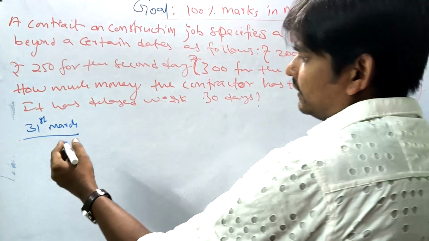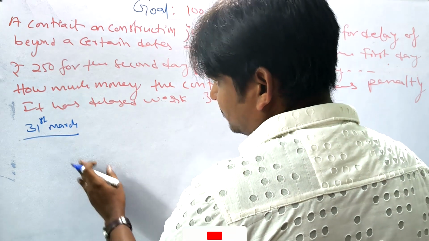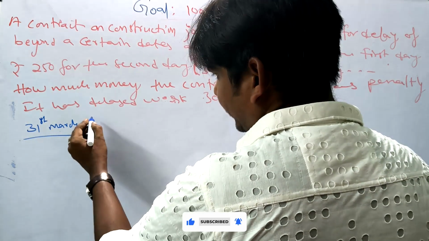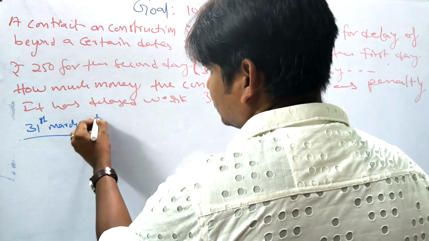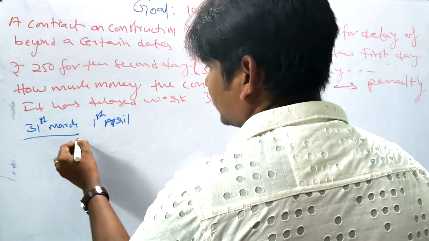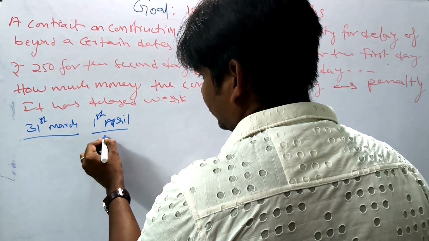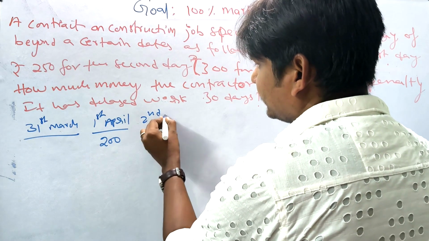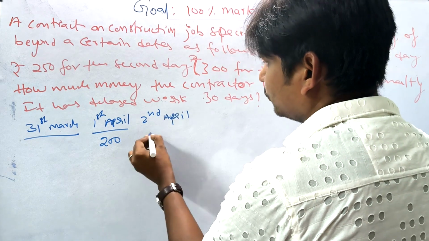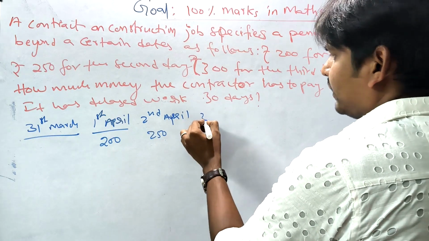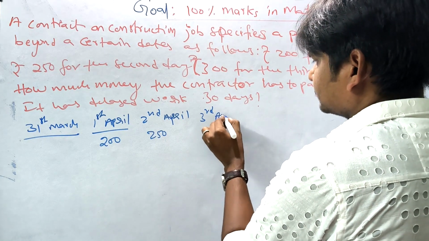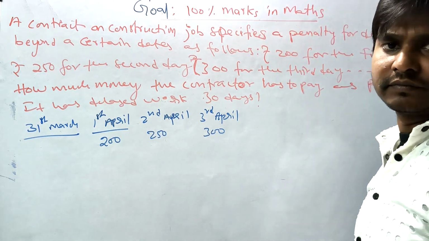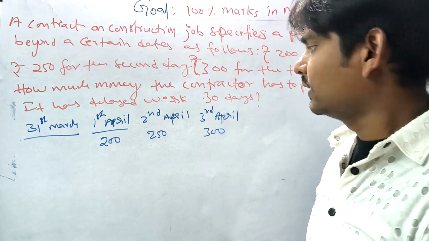See here, on 31st March he is unable to finish the work. After that date, what does he have to pay? On 1st April he has to pay 200 rupees. Here the penalty starts. On 2nd April he has to pay 250 rupees. On 3rd April he has to pay 300 rupees. Every time it is increasing by 50 rupees. Clear, all of you?